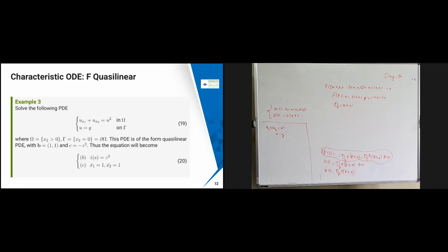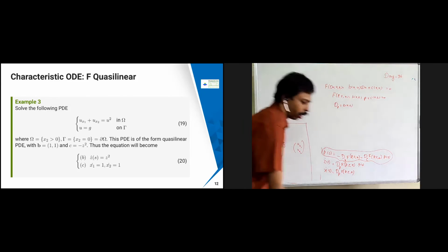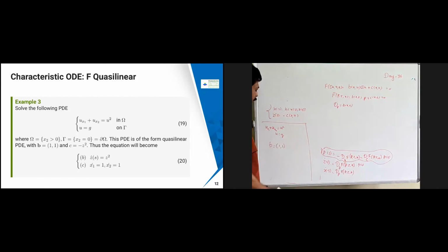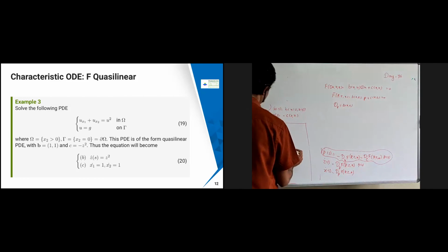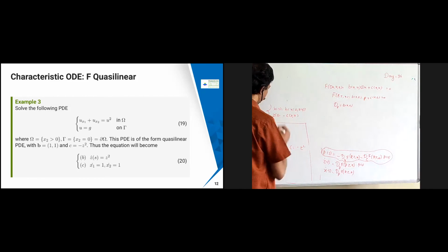The PDE is of the form possible here, which you know already. And here we can find what b is. B is going to be 1, 1. So I can write once again the same way. If you take the dot product with ux1, ux2, then you are going to get ux1 plus ux2. So b is going to be 1, 1, and c is nothing but u square, therefore this is nothing but minus z square. So I can again get the same thing.